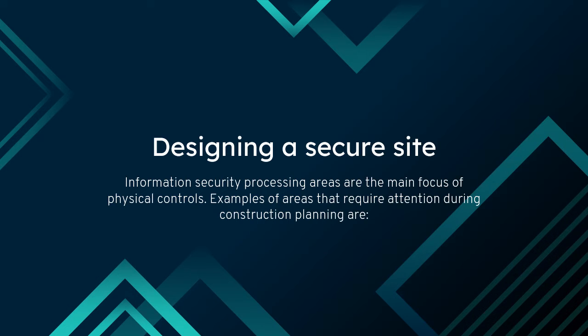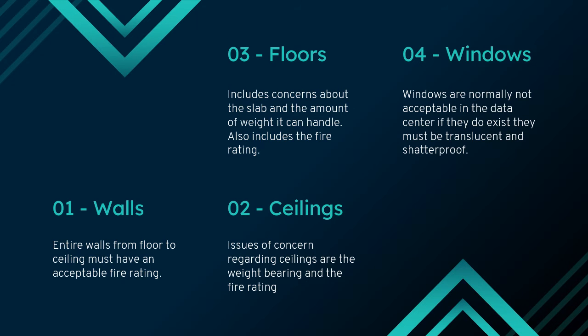Designing a secure site. Information security processing areas are the main focus of physical control. Examples of areas that require attention during the construction planning stages are: firstly, walls. Entire walls from the floor to the ceiling must have an acceptable fire rating. However, closets or rooms that store media must have a higher fire rating.